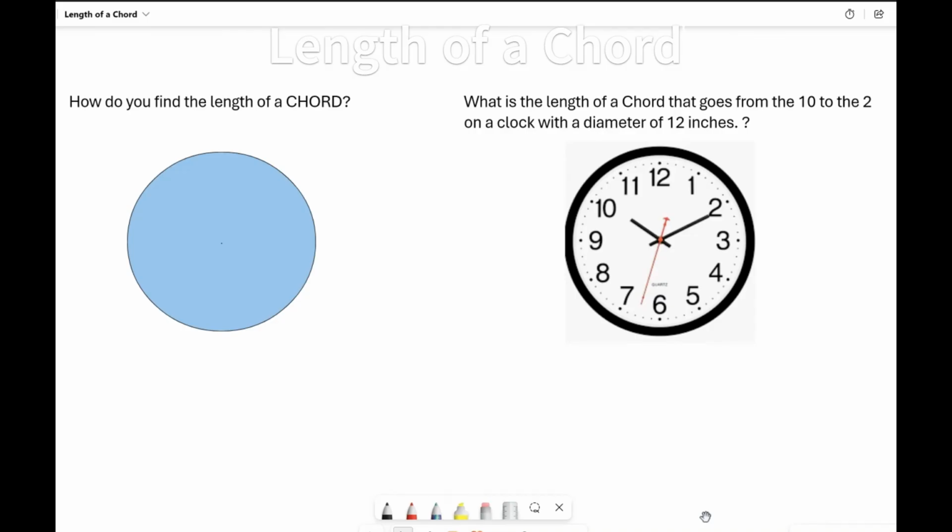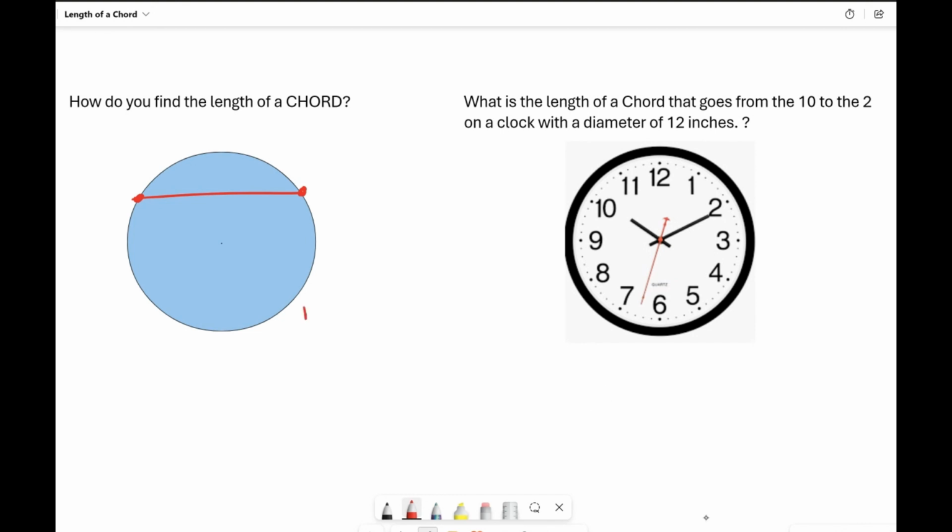In this video, I'm going to be showing you how to find the length of a chord. A chord is a line that goes from one edge of this circle to the other edge of the circle. I guess the obvious chord would be one that goes straight through the middle. That is a diameter. This would be going from one spot on the circle to another. How can we find that?